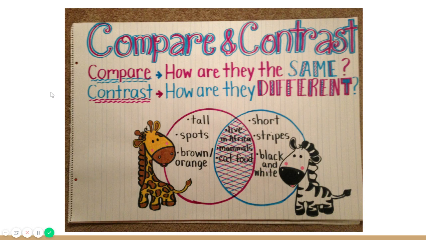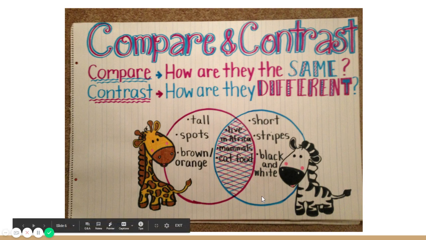Here is an example of an anchor chart. When you compare two things, you're simply asking yourself, how are they the same? And when you are contrasting two things, you are simply asking yourself, how are they different? So in this example here, we're comparing and contrasting a giraffe and a zebra.